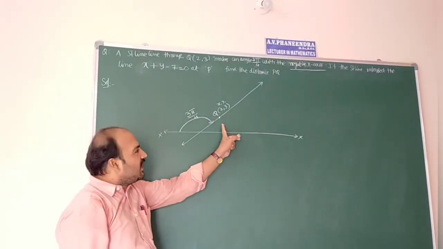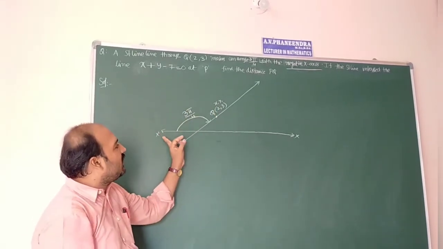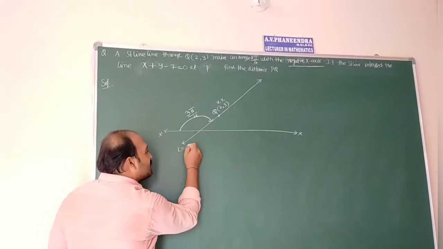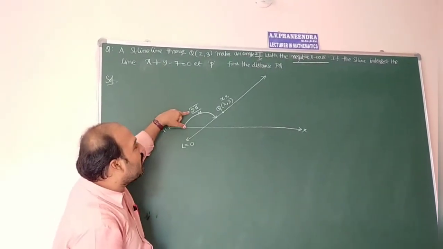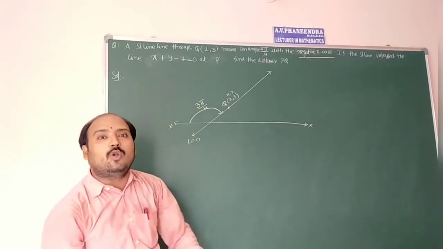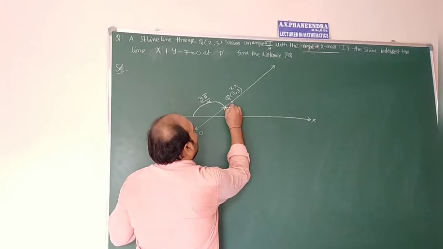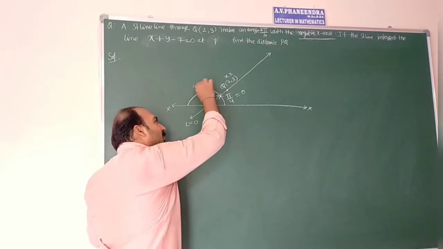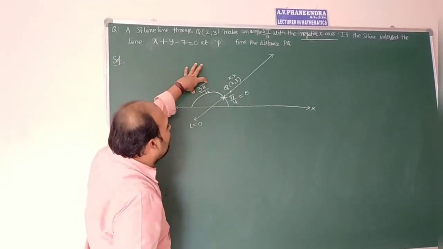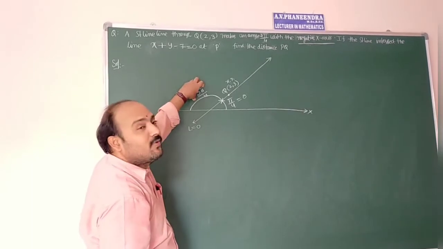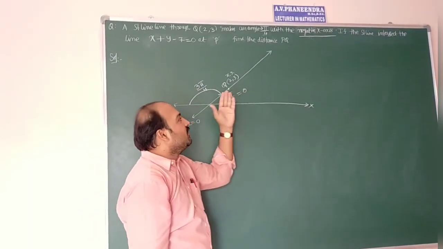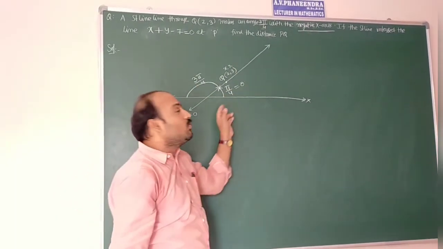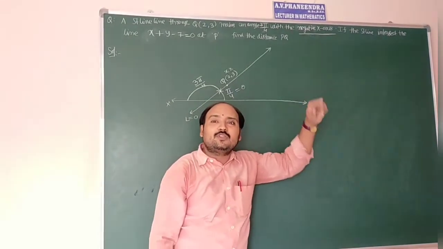This line makes an angle 3 pi by 4 with the negative x-axis. That means this line L equal to 0 makes an angle 3 pi by 4 with the negative x-axis, which is equal to pi by 4 with the x-axis. This is a complete straight angle. In a straight angle, if you subtract 3 pi by 4, that means pi minus 3 pi by 4, you get pi by 4. That means indirectly the line makes an angle 3 pi by 4 with the negative x-axis, which is equal to the line making an angle pi by 4 with the positive x-axis.